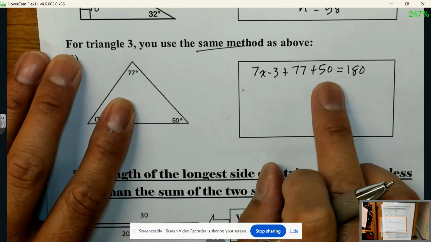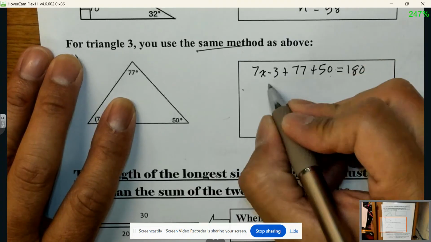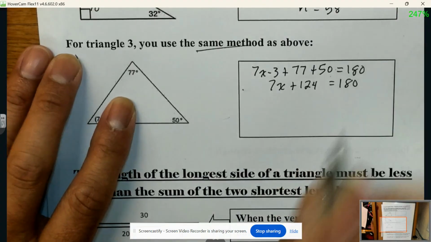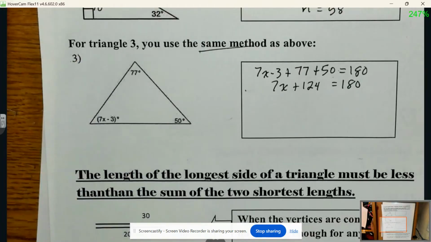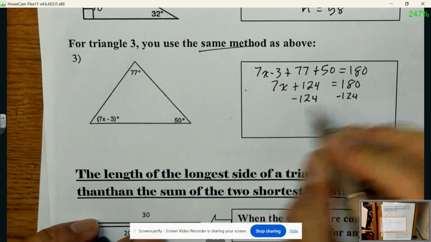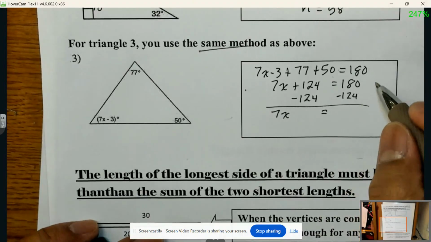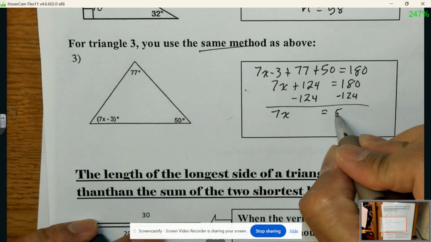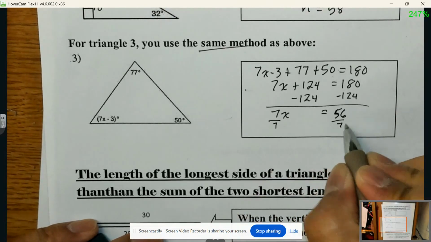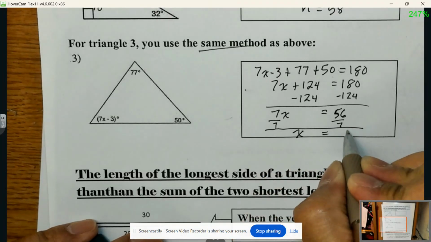Okay, so 77 and 50, that's 127, minus 3 is 124. So 7x plus 124 is equal to 180. And then subtract 124 from both sides. And we have 7x is equal to 180 minus 124 is 56. And then our last step would be to divide by the coefficient, and we get our answer, our solution. X is equal to 8.